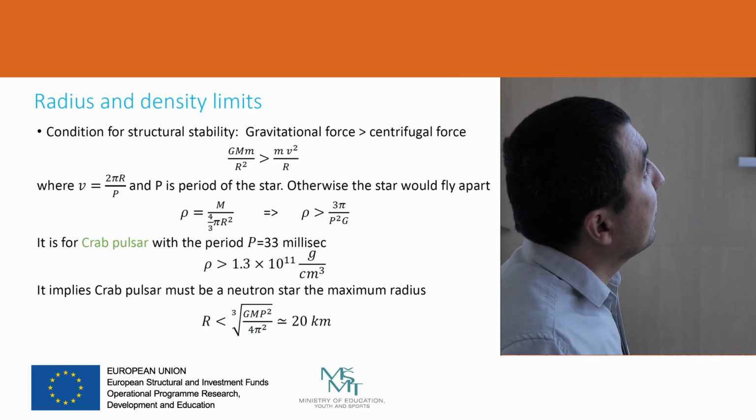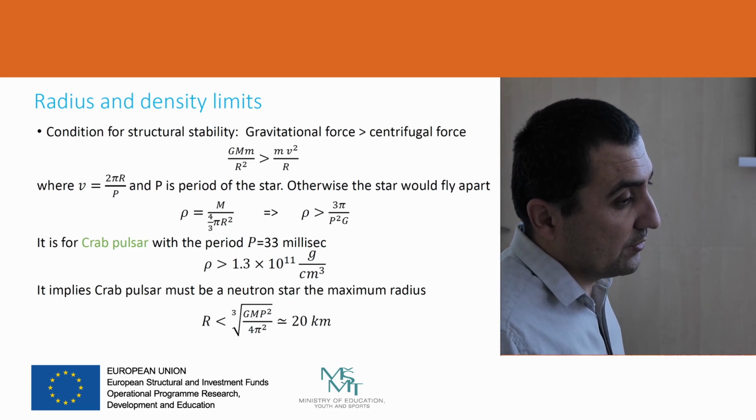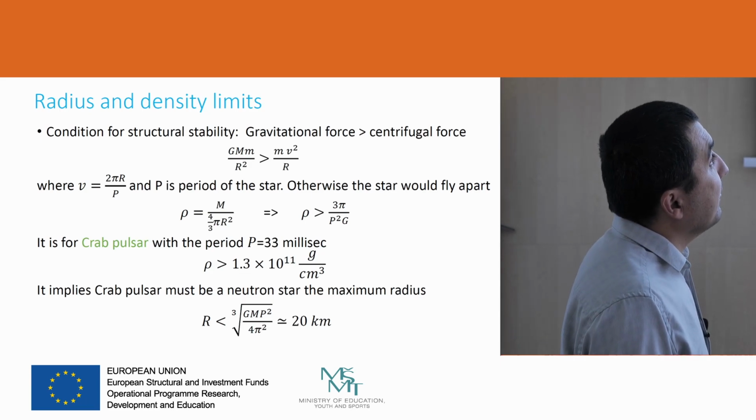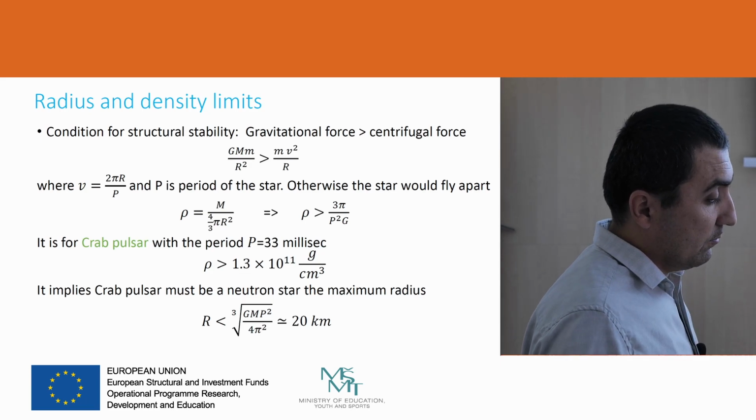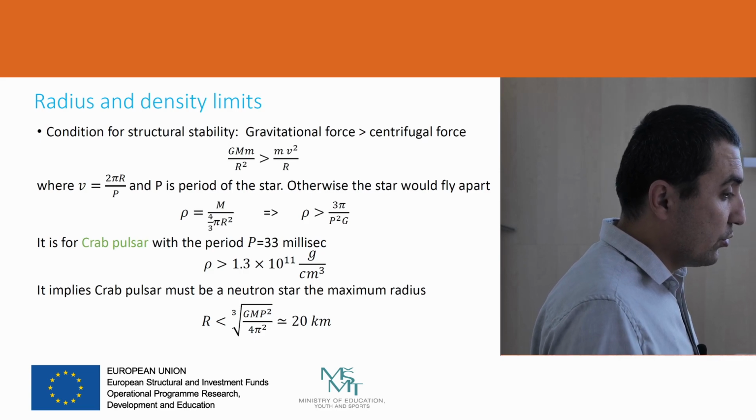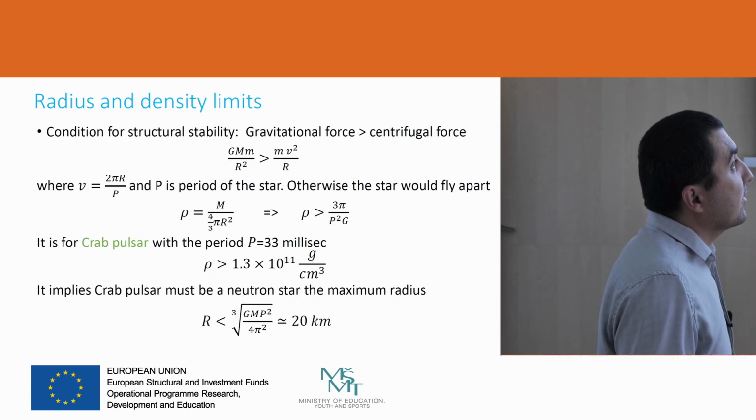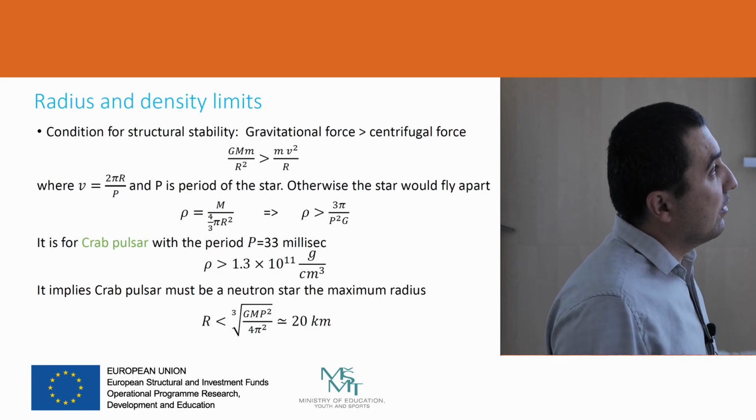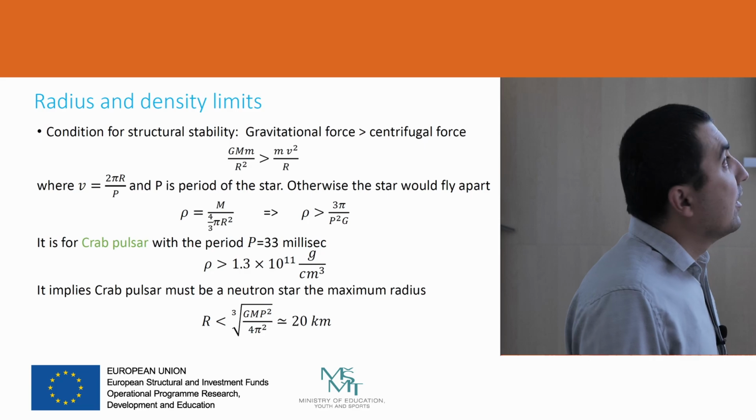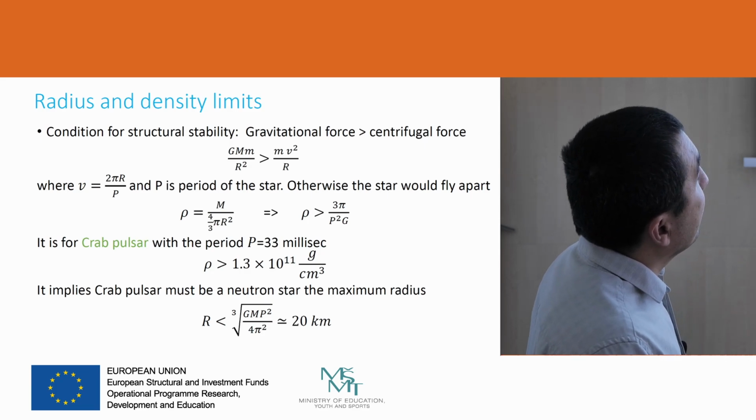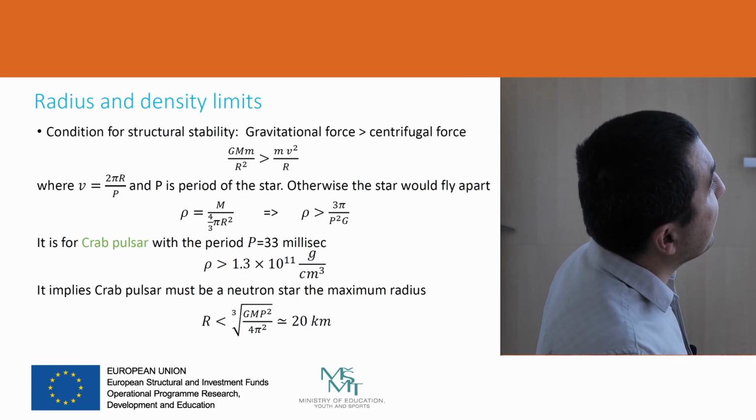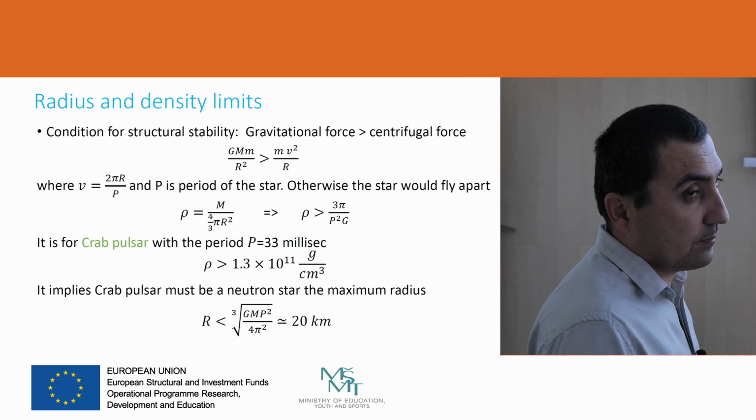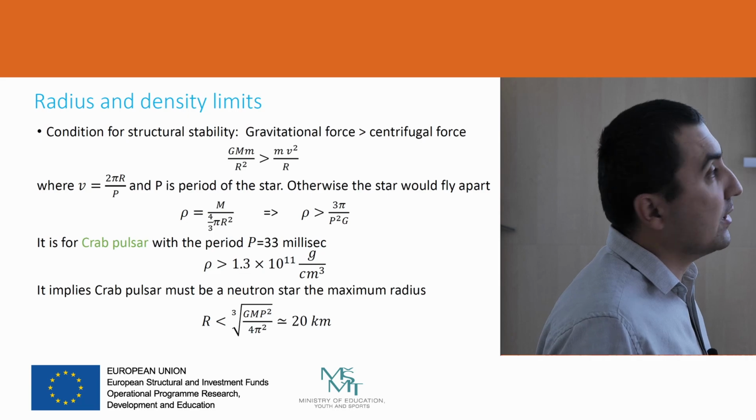So the condition for the stability of the star is that gravity forces should be more than centrifugal forces, otherwise the star matter will fly apart. Using this condition, we can estimate the minimum density of the star matter.